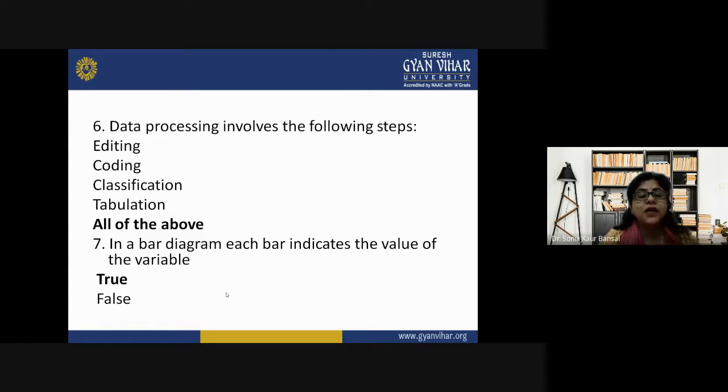All right, students. Now the next question is about a bar diagram. Each bar indicates the value of the variable. Bar diagrams are really a good thing to use for your data interpretation, and they indicate the value of the variable, how much it has been affected in your research. So it is true. All right, students. So this is all about data interpretation, how it is done, and how it is very useful for a new researcher and investigator.